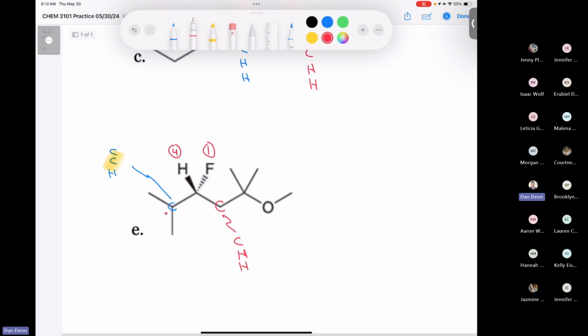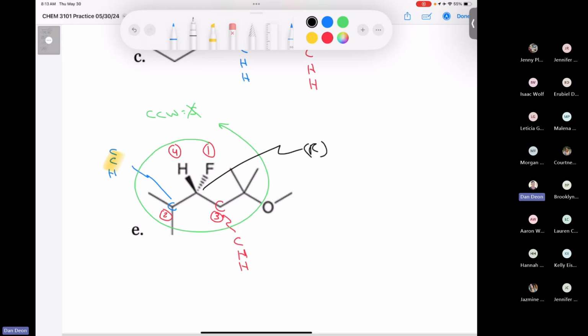So now we have 1, 2, 3, like this. So we're going to, let's get my green pen. So we're going to go 1, 2, 3, which is counterclockwise, right? Counterclockwise is S, but we're going to reverse it. And so this would be an R compound as well.